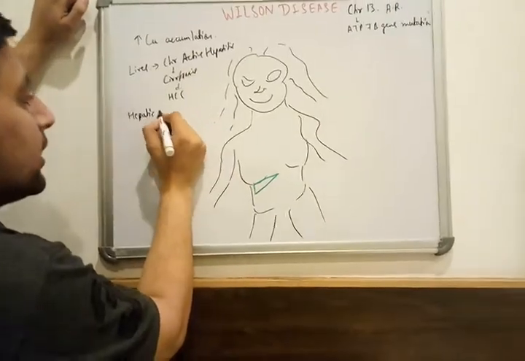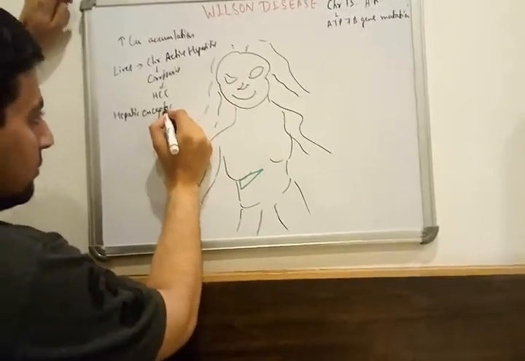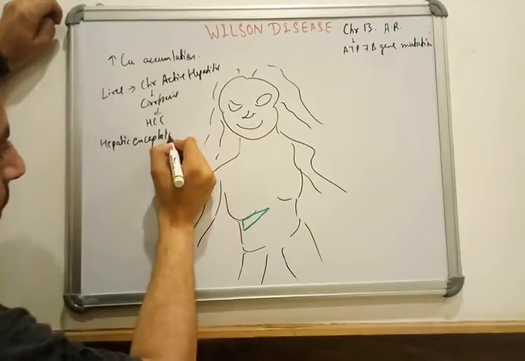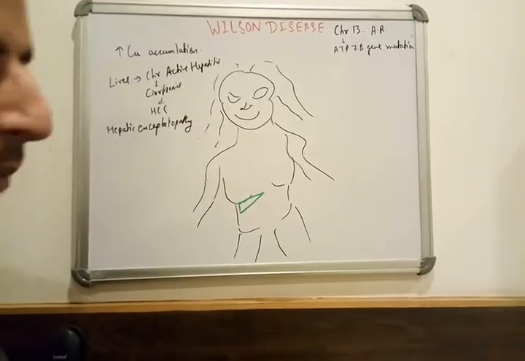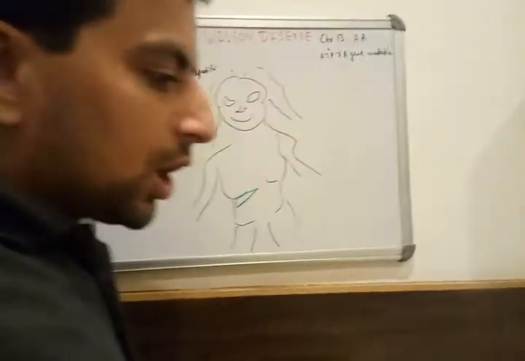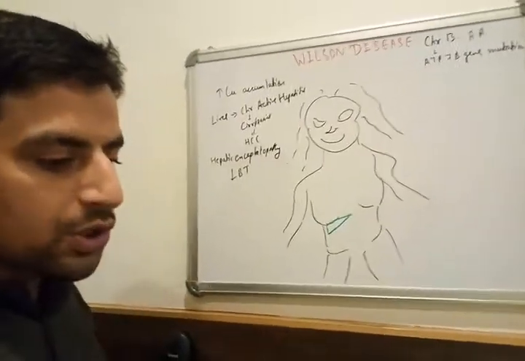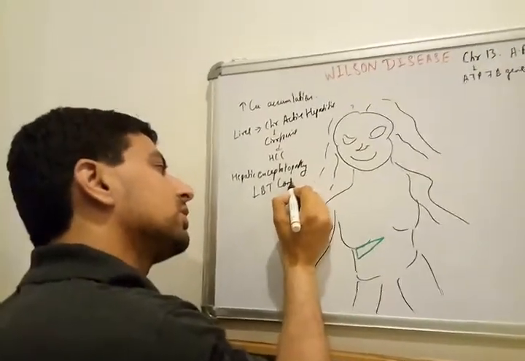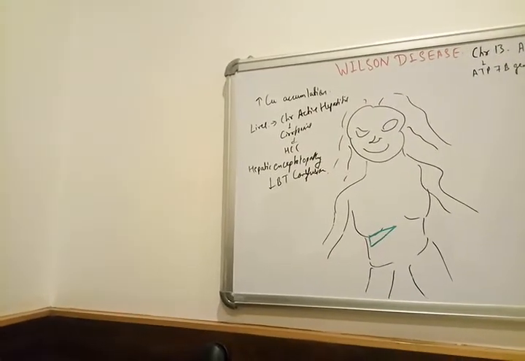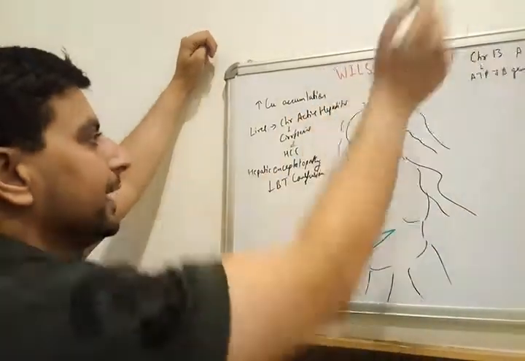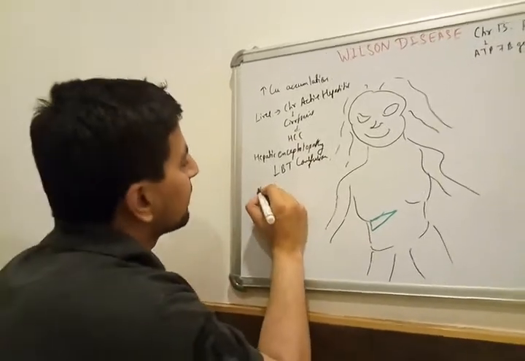Hepatic encephalopathy. In hepatic encephalopathy, coagulation activity decreases, and confusion occurs due to hepatic encephalopathy. And what else in the liver? It causes cirrhosis. I already explained hepatitis. Due to liver disease there is portal hypertension.